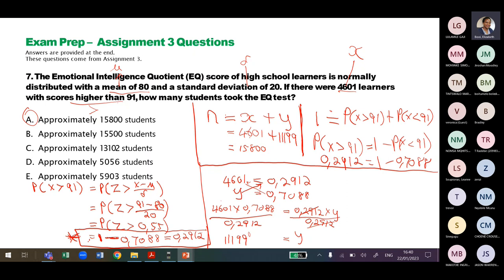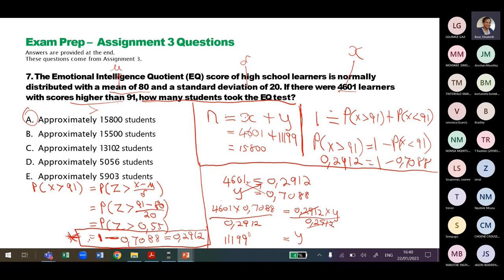Because we know that the proportion of those who got more than 91 is 0.29, the complement of it is 1 minus the proportion of those who got less than 91, which is the same as what we got here. I just wrote it there as a formula. But that is not the question that they are asking. They want to know how many students took the test.